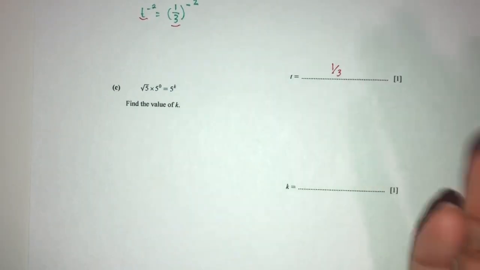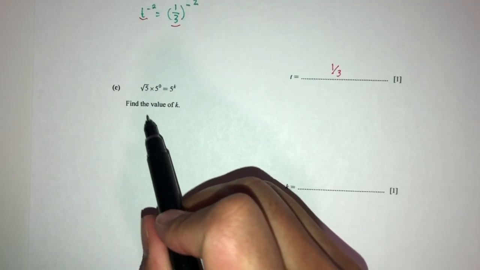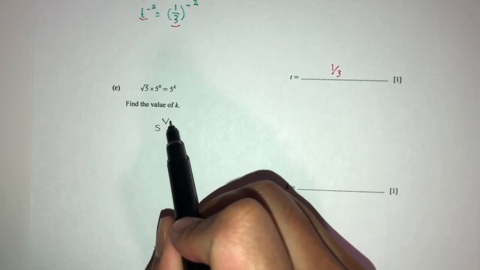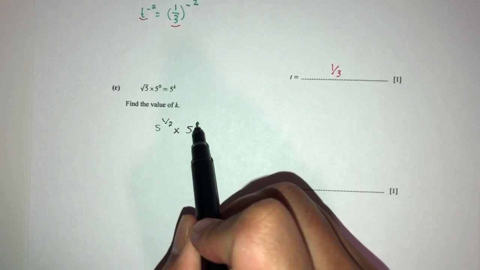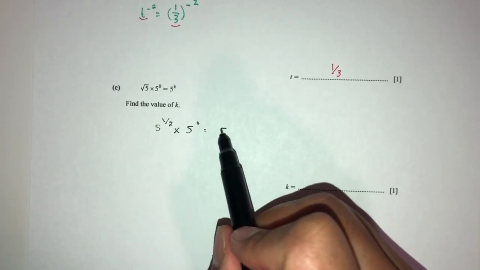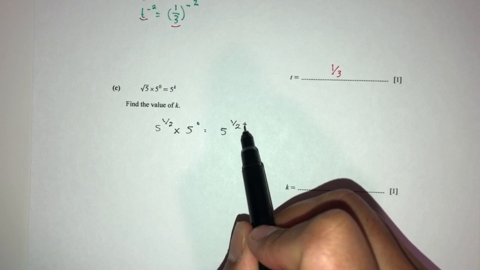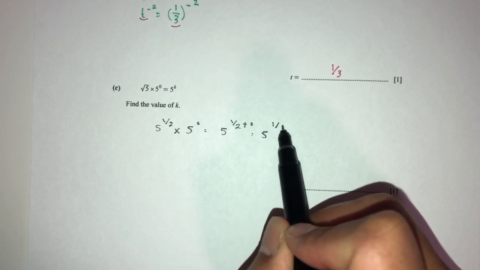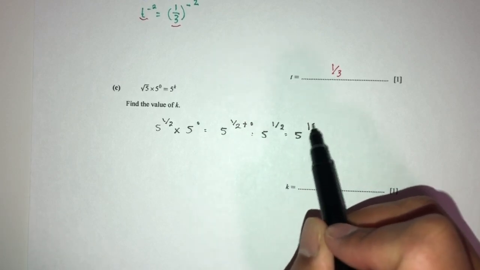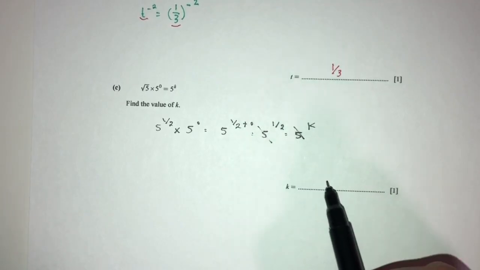So here for this one, let's see what we can do. The square root of 5 is 5 power half times 5 power 0. By the laws of indices we know we have to add the powers, so half plus 0 is 5 power half. E is equal to 5 power k. Now these two can cancel out, so k will be equal to half.